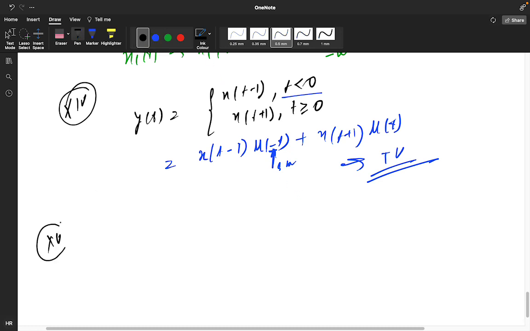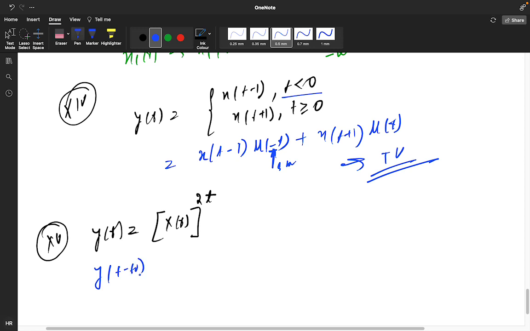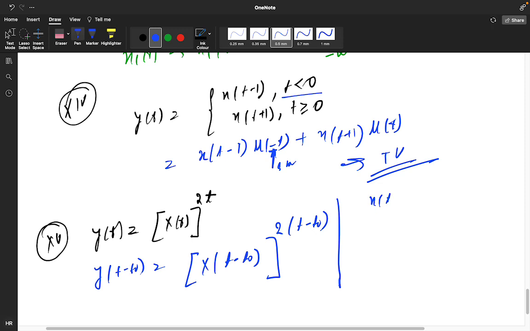Next question: y of t is x of t to the power 2t. For this kind of question you can check directly. So y of t minus t naught will be x of t minus t naught to the power 2 into t minus t naught, everything is replaced. Now you are giving the input x of t with delay t naught, so the input is x of t minus t naught.